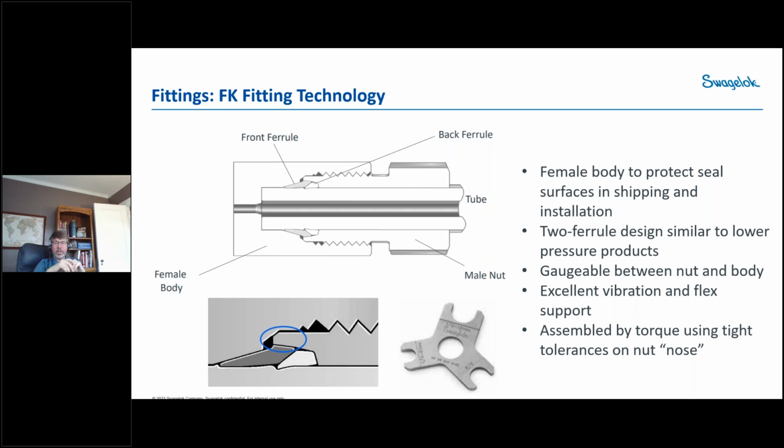What I'm showing with the little diamond piece, triangle piece in the bottom, is the gaugeable feature, where that gauge can be put into the neck between the nut and the body. And if it goes in, that means it wasn't fully assembled. It's a no-go gauge. So if it does not go, that means it was assembled properly. So we can ensure that this is going to be a properly made up seal.